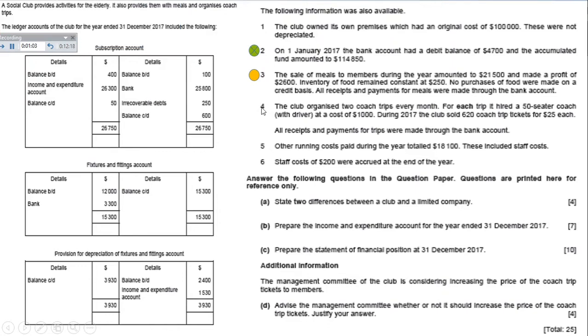Then this number 4, you don't need to make it. This doesn't make a difference. Number 5, no need. Number 6, no need. So adjustment accounts are also done. So now we go to the next step.